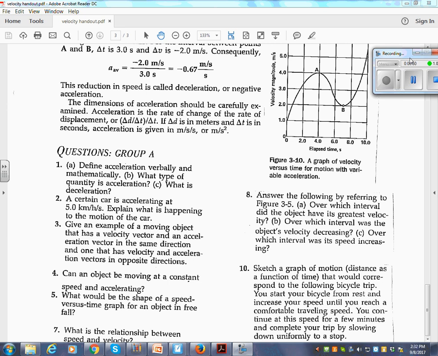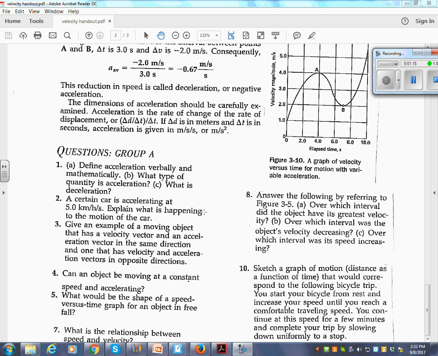A certain car is accelerating at 5 kilometers per hour per second. Explain what is happening to the motion of the car. So in other words, what does 5 kilometers per hour per second really mean? Every second it goes 5 kilometers per hour faster. Right. Every second it's going 5 kilometers per hour faster.